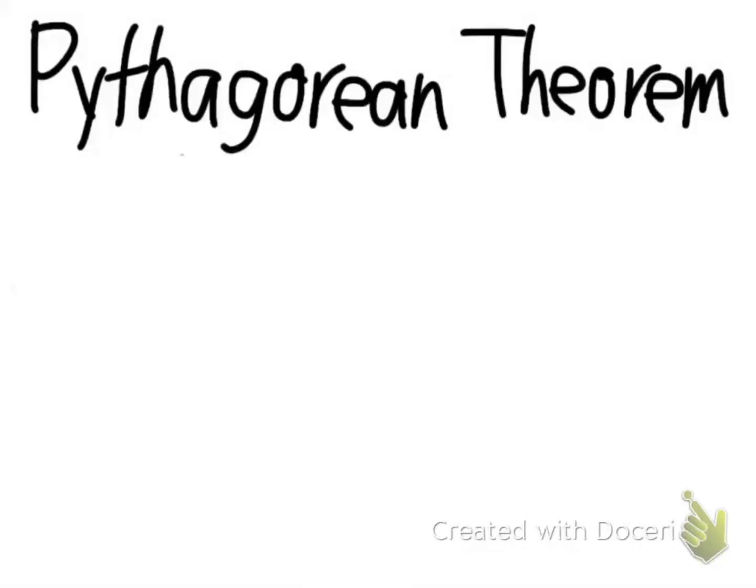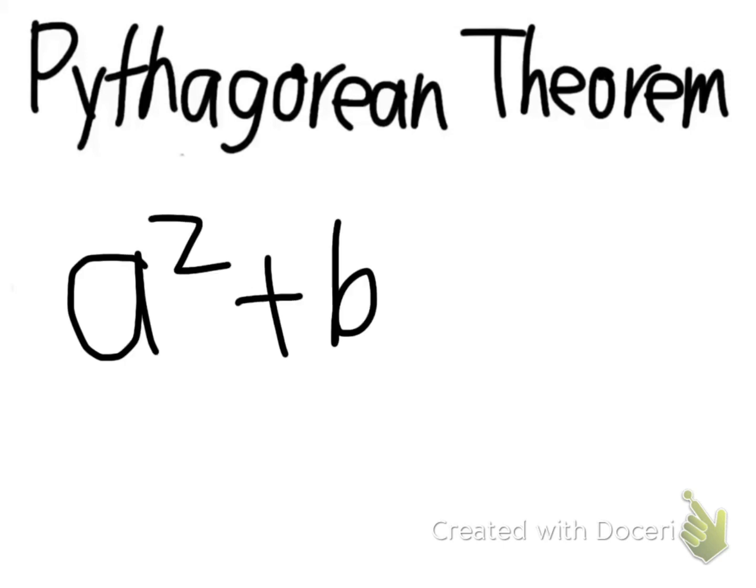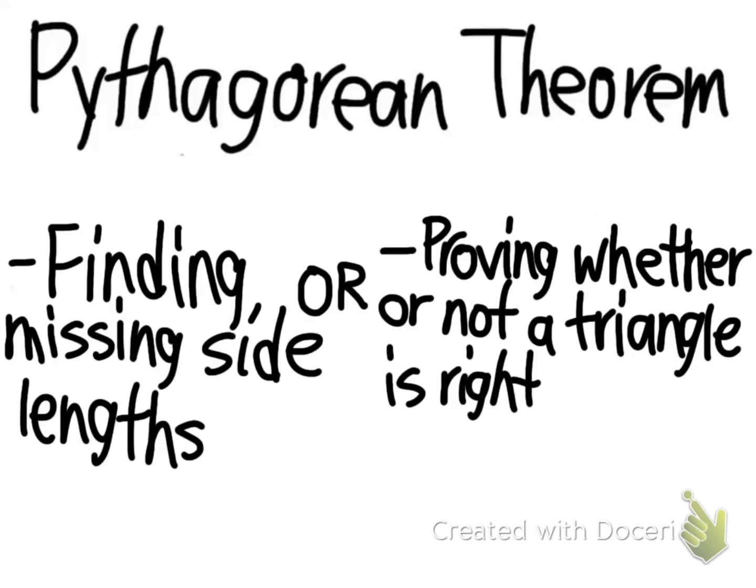Okay, so now that we have the facts straight, let's get into explaining what it's for, what it is, and how to apply it. First up, what is it? Well, it's actually quite simple, as the Pythagorean theorem is just the term used to say this equation: a squared plus b squared equals c squared. Now, as for uses, the theorem is primarily used for two things: finding missing side lengths and proving if a given triangle is a right triangle.